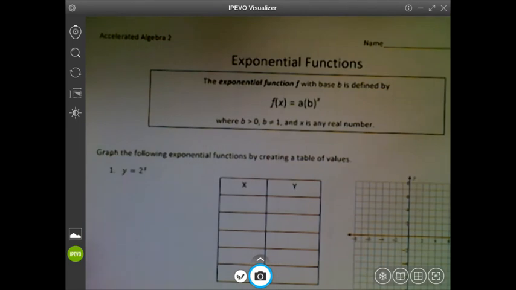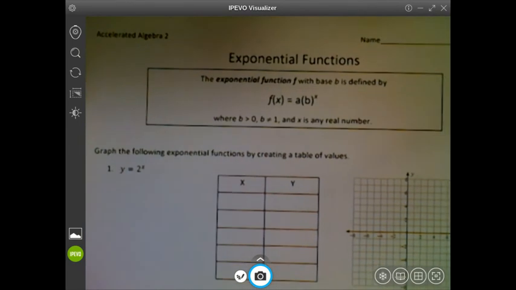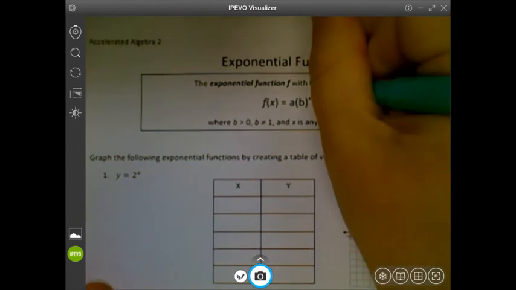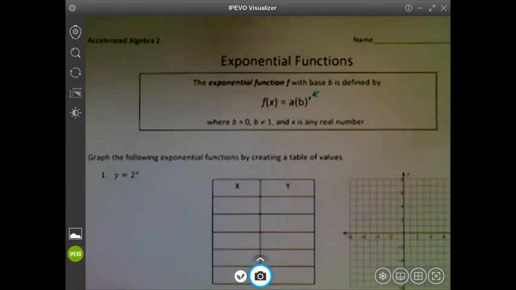All right, so this will be your first lesson on exponential functions. What we're going to talk about today is exponential functions in general, and then we're going to work on some graphing of these exponential functions. First thing I want to point out is an exponential function has an x in the exponent.